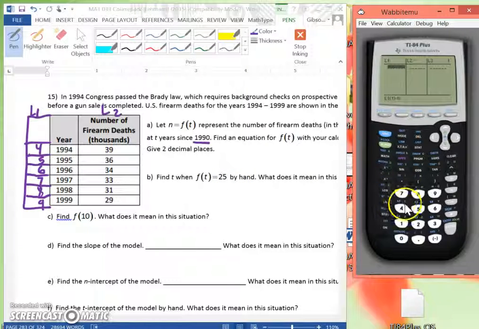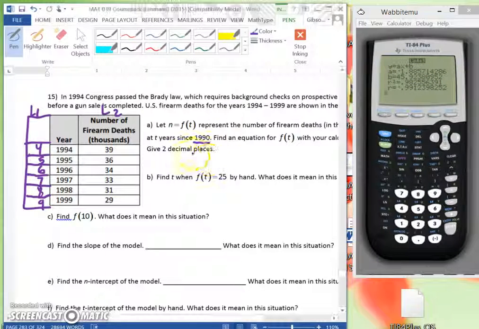So now we'll type in our L1, which would be 4, 5, 6, 7, 8, and 9. Then type in our L2, which would be 39, 36, 34, 33, 31, and also 29. Now we'll press Stat again, press the right arrow to calculate, and then we want to do the linear regression, which is number 4. Press Enter until we get our answer.